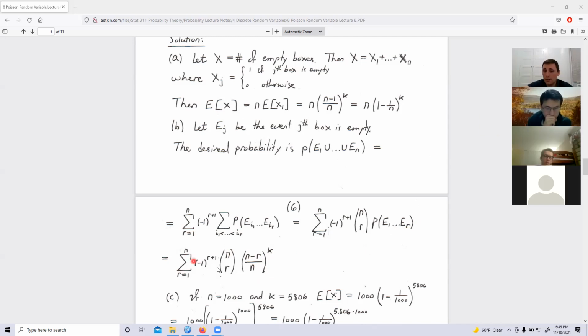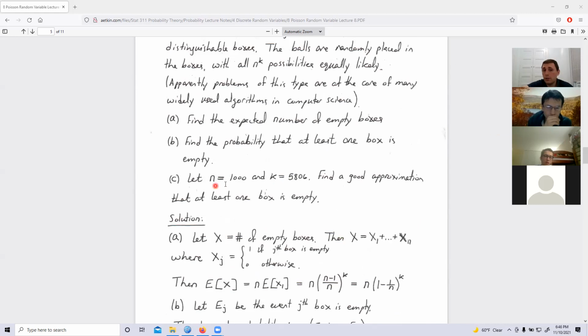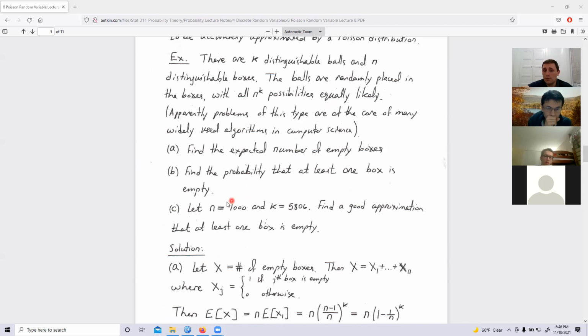Yes, that's a very difficult calculation. Let's say we're now going to try to find an approximation that at least one box is empty. Instead of doing this ugly summation, we're going to try to approximate. So let's suppose, to make concrete numbers, let's suppose we have 1,000 boxes and 5,806 balls.